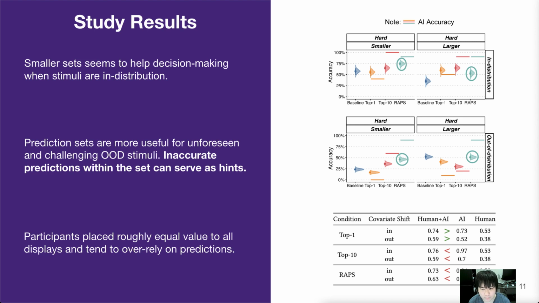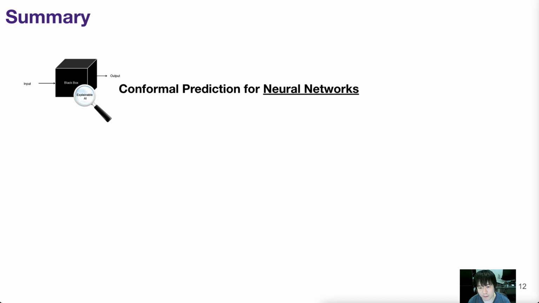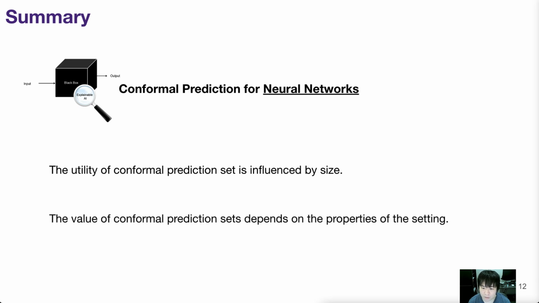To summarize our study, we evaluate the utility of conformal prediction sets for AI-advised image labeling. We find set size is a critical determinant of utility in that smaller prediction sets, in general, can lead to similar or slightly better performance than the top K displays. We find the value of conformal prediction sets depends on the properties of the setting, because we see prediction sets can outperform top K displays and can support robust decision-making when instances are out of distribution.